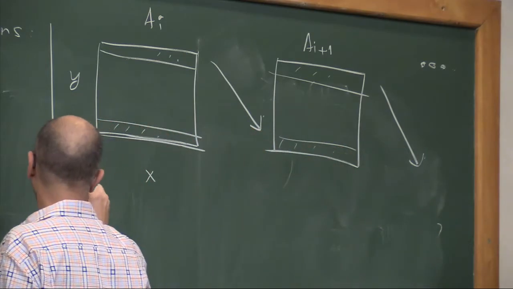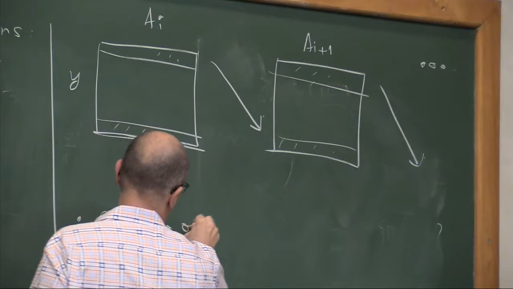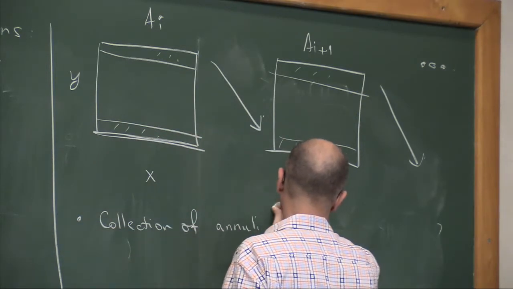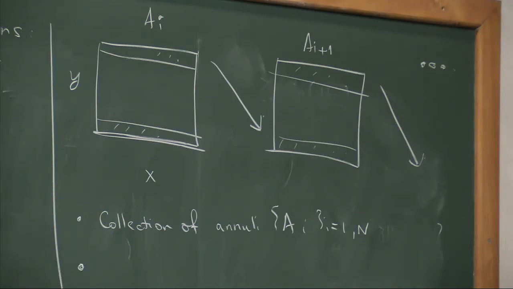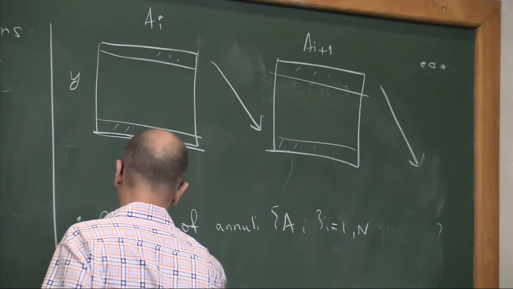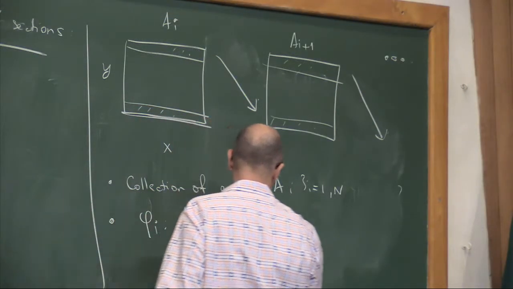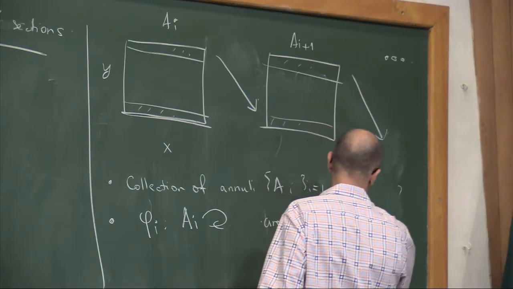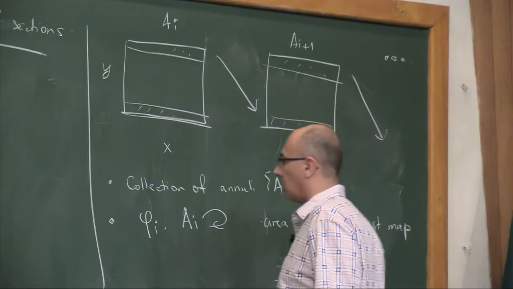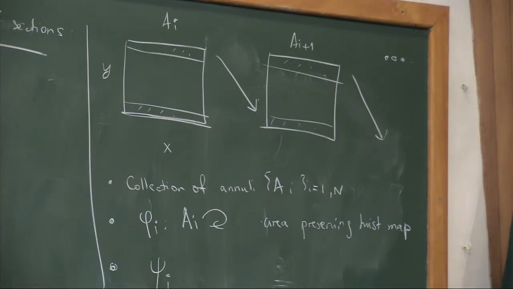So after reduction, you have a collection of annuli, A_i, i goes from 1 to whatever n. The inner dynamics is, so the Poincaré map on each annulus turns out to be an area preserving twist map. And you also have to describe the outer dynamics, and you can describe the outer dynamics by a geometric map, which is referred to as the scattering map.